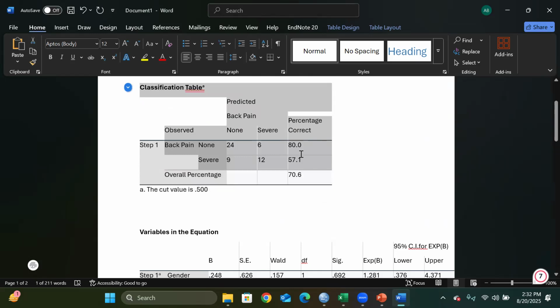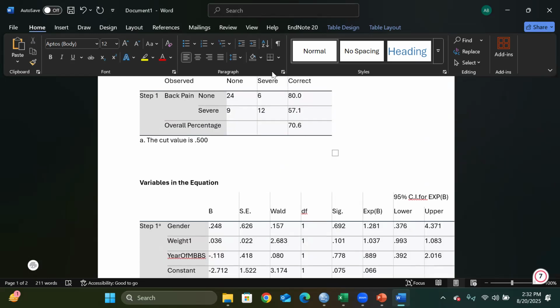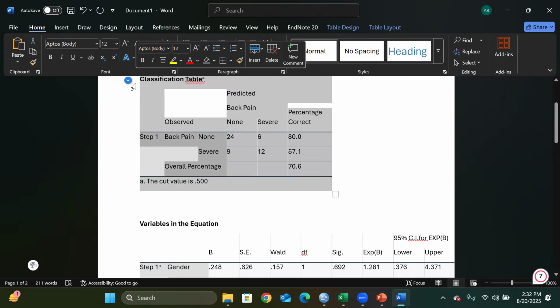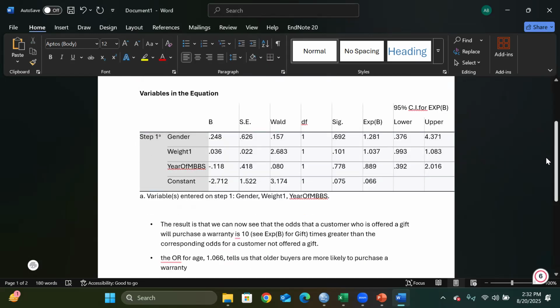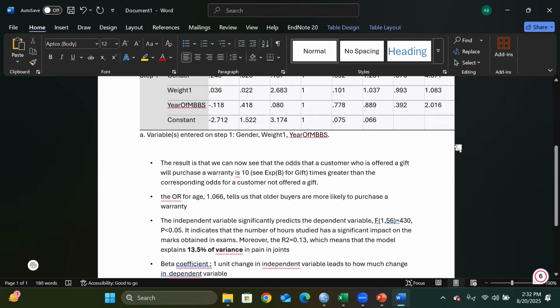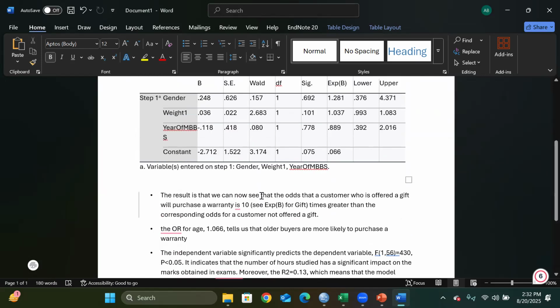To analyze this better, it's best that you put specific variables separately. If I was looking at the relationship between back pain and gender, this is actually an odds ratio table, so I can use it better if I am adding all the factors separately. This is the most important table that you have to use to write your data. Let me make it a little bit short. Yeah. The result is that we can now see the odds that a customer who is offered, these are the values that we will be focusing on.